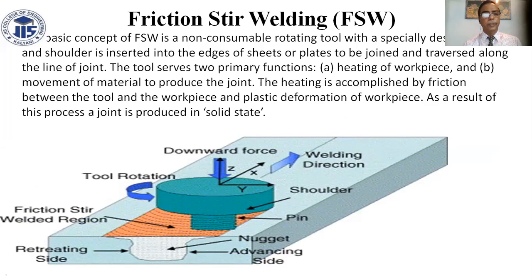The basic concept of friction stir welding: a non-consumable rotary tool with a specially designed pin and shoulder is inserted into the edge of sheets or plates to be joined and traversed along the line of the joint. The tool serves two primary functions: heating the workpieces and movement of material to produce the joint. The heating is accomplished by friction between the tool and the workpiece and plastic deformation of the workpiece. As a result, a joint is produced in the solid state.